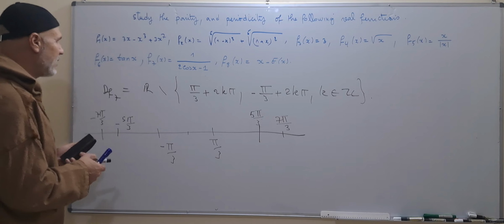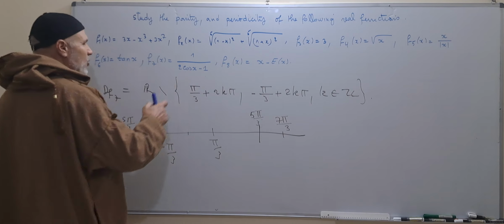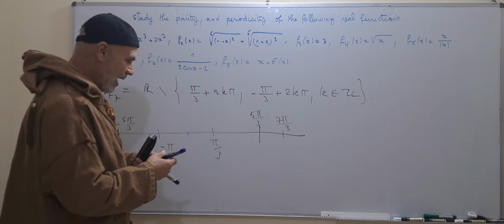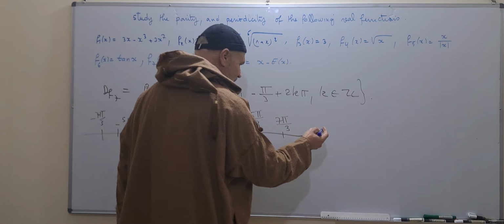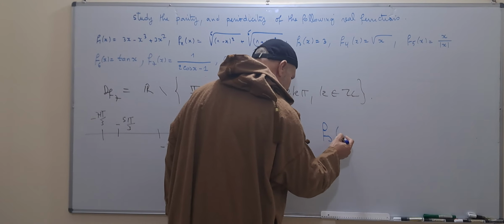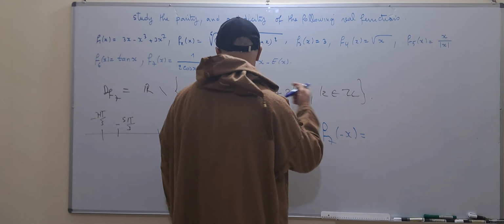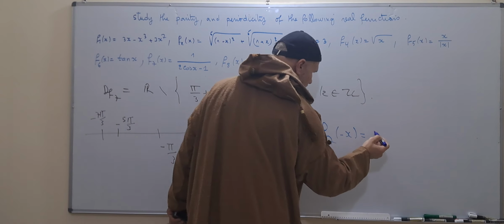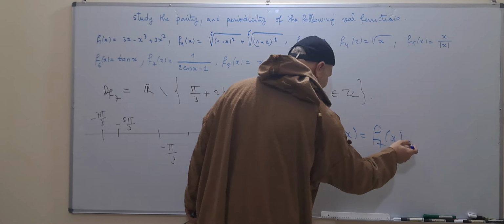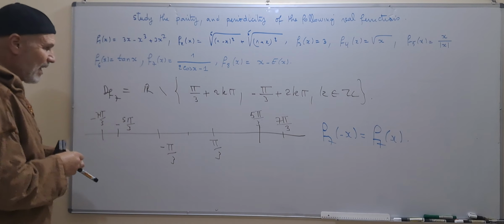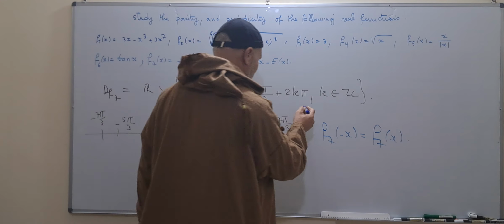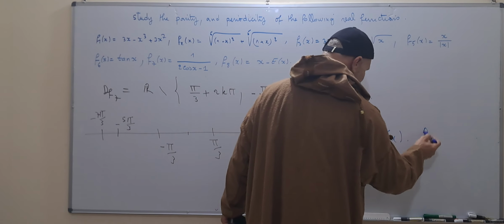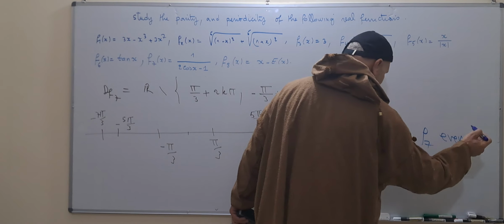Actually, f7 is even. Why? Because cosine x is even. We have f7 of minus x, which is equal to 1 divided by 2 cosine of minus x minus 1, which is 2 cosine x minus 1. So this is equal to f7 of x for all x in the domain of f7. This means that f7 is an even function.